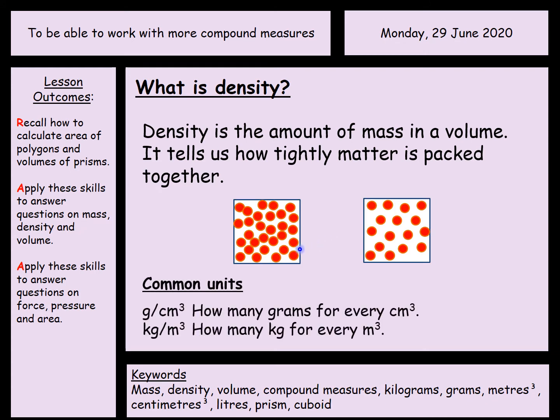And the units that we use when we're dealing with compound measures tend to be something per something. So if we think about what happened with speed, it was meters per second, or miles per hour, or kilometers per hour. When we're dealing with density, we're looking at grams per centimeter cubed, and kilograms per meter cubed. So again, there might be a little bit of conversion needed, just like there was with the time.